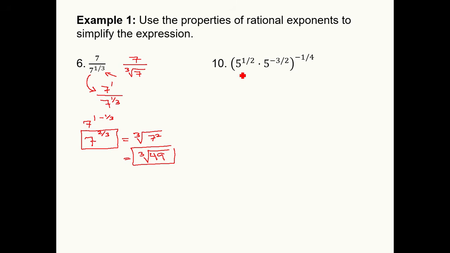Number 10. Here, we've got multiple properties of exponents, and we could apply them really in any order as long as we account for everything. So here, what I notice is inside parentheses, I'm kind of a stickler for following the order of operations. Let's do the work in parentheses first. So I've got a product of two numbers with like bases. So really, inside those parentheses, I've got 5 to the 1/2 plus -3/2. And then all that's being raised to the -1/4.